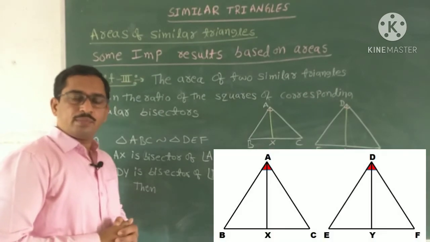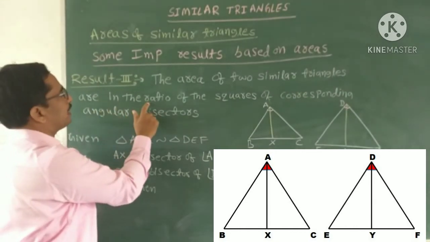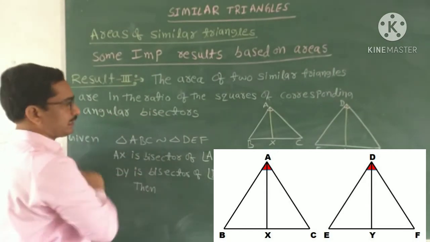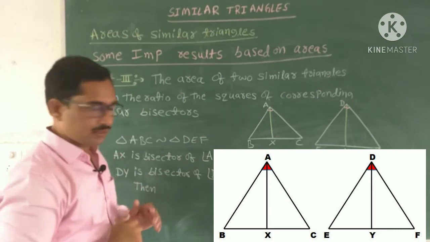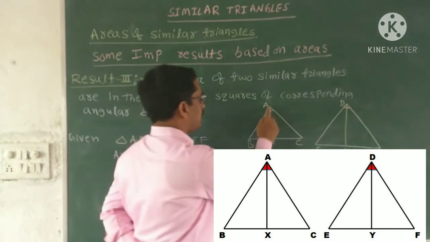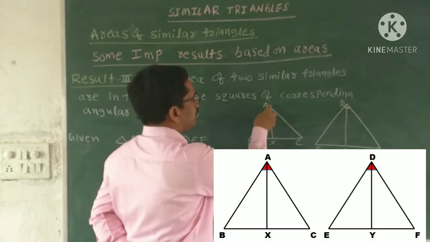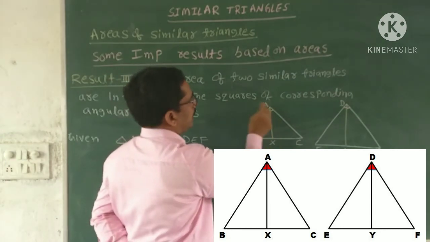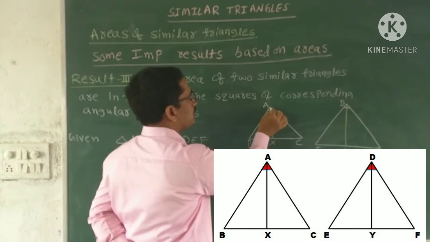Now see the last, third important result. The areas of two similar triangles are in the ratio of the squares of corresponding angular bisectors. So what is an angular bisector? An angular bisector means dividing the angle into exactly two equal parts. Triangle ABC and triangle DEF are similar triangles. Here AX is the angular bisector of angle A, so at this point these two angles are the same.